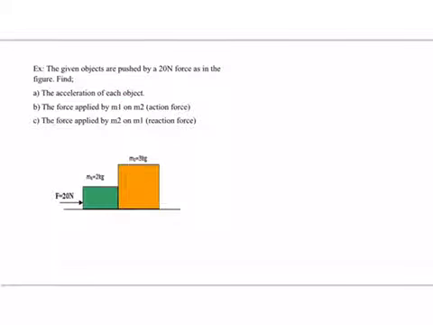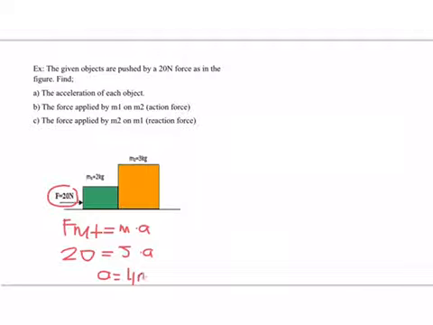In this example, we have the given objects. They are pushed by a force of 20 Newtons. First, we are going to find the acceleration. They have the same acceleration because they will move together. From F net is equal to m times a, the net force is 20 Newtons. The total mass is 5 kilograms. So I have the acceleration equal to 4 meters per second squared.